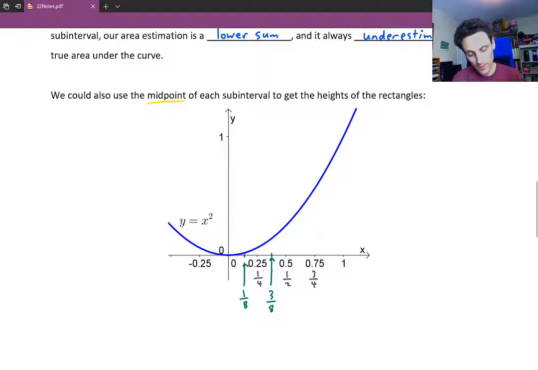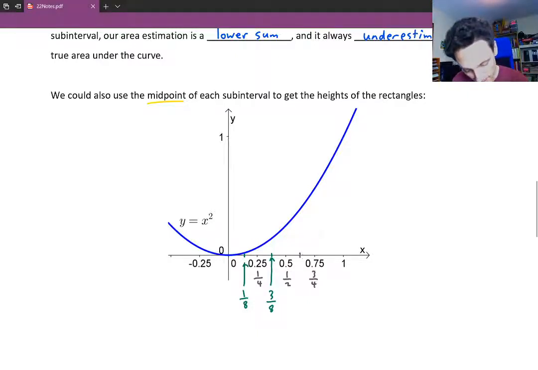Or you can think the spacing between these midpoints is the same as the spacing between the x values of the subintervals. So the spacing between the midpoints will be 1/4, right? To get from one midpoint to the other midpoint, you just go a subinterval distance away. That'll land you in the middle of the next subinterval. And if you add another 1/4, you'll be in the middle of the next subinterval.